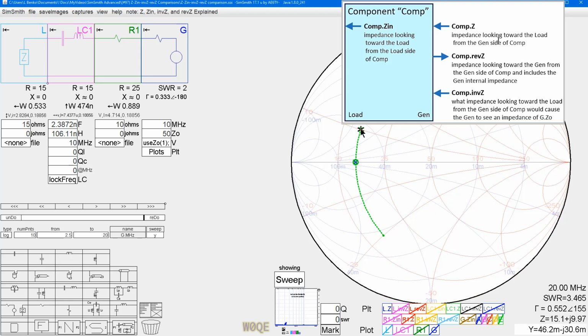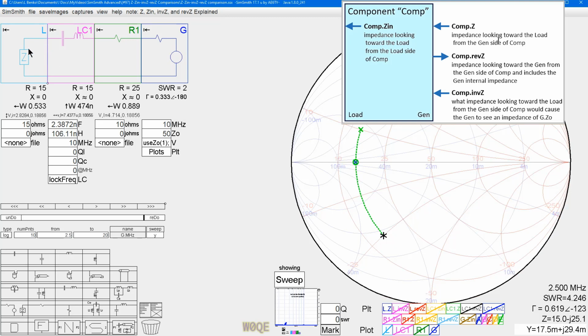At the high frequency end, which is 20 megahertz, this circuit has a reactance of plus J10, and that shows right there. And at 2.5 megahertz, this circuit has a reactance of minus J25. Let's look at a few more things.